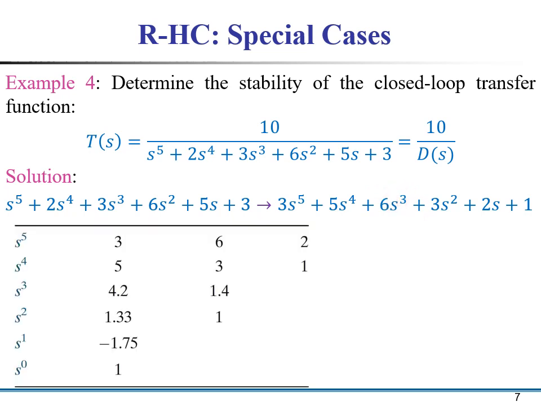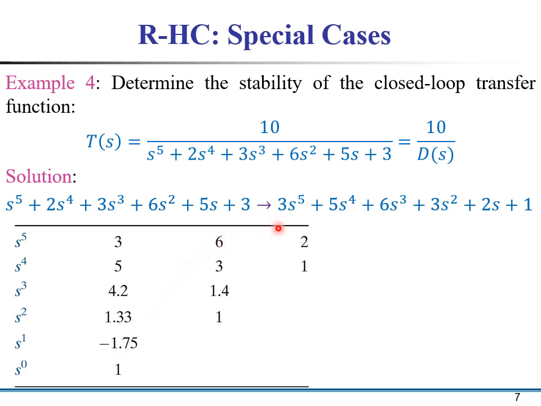In this one, when we generate the table, no zero is appearing, but there is a sign change. Here it is plus sign, then it becomes minus, and then it is plus. This means there are two sign changes over here. So this means two poles are in the right half S plane.